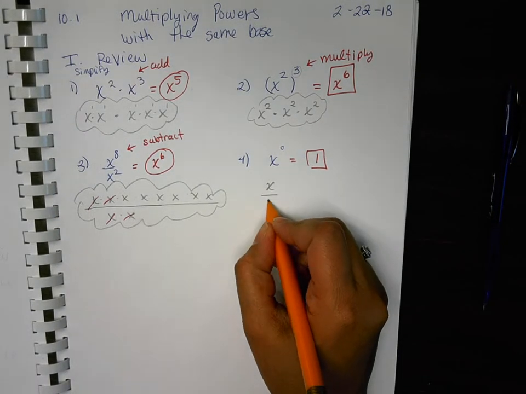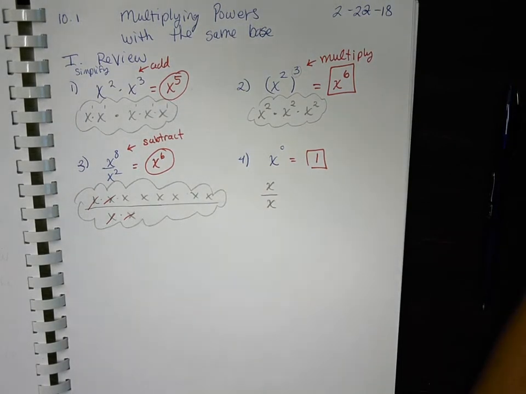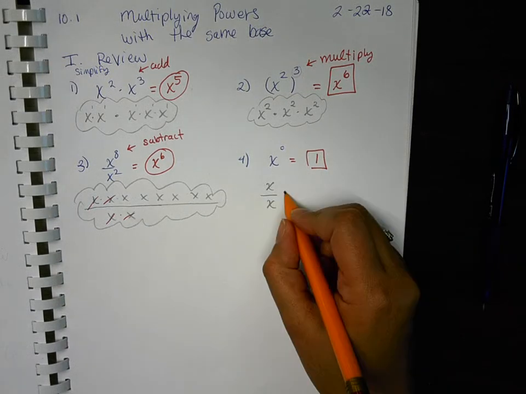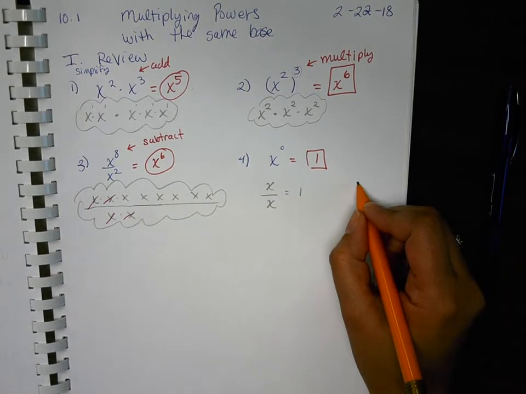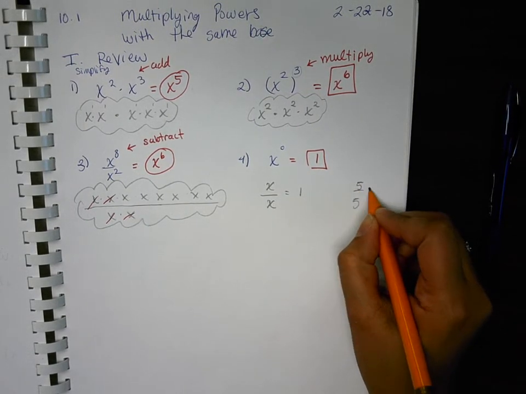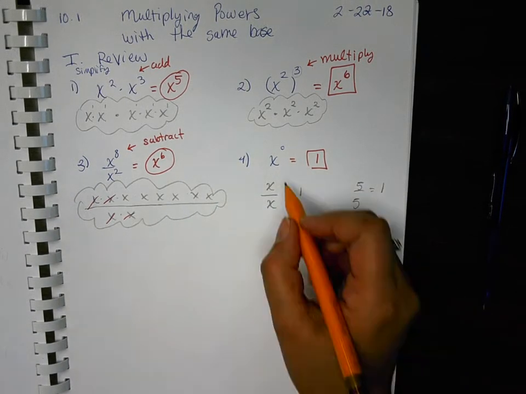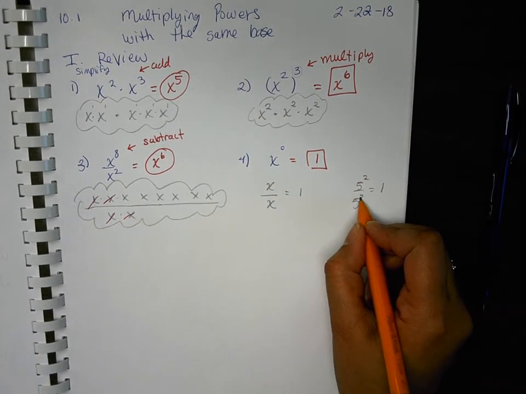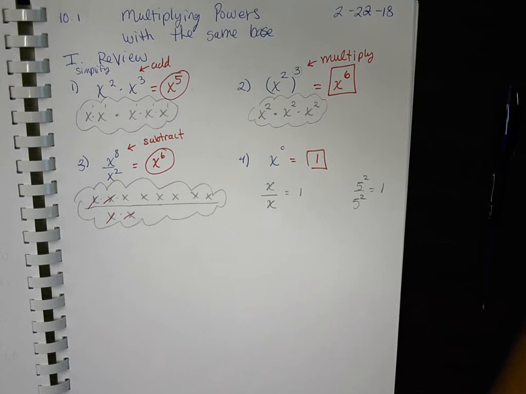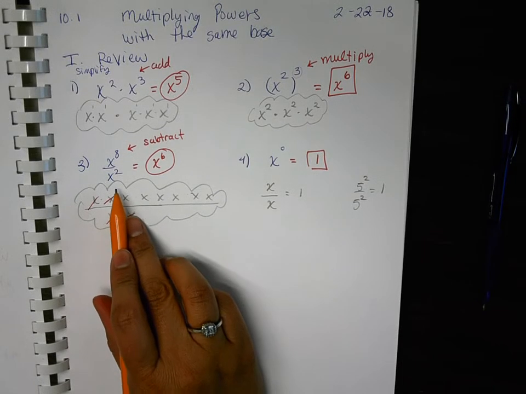What is x over x reduced to? Does everyone agree with that? What does 5 over 5 reduce to? 1. What are the powers? What if I threw a 5 squared over 5 squared? Is it still 1? Yes, because 25 over 25 is still 1. Do you agree? We just talked about over here doing what with the exponents?